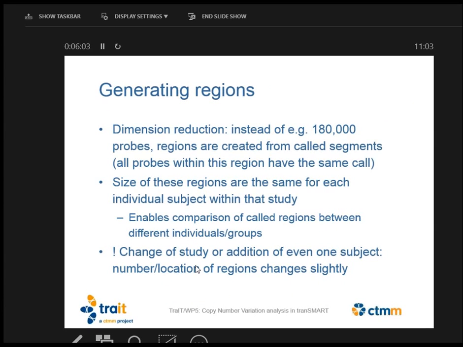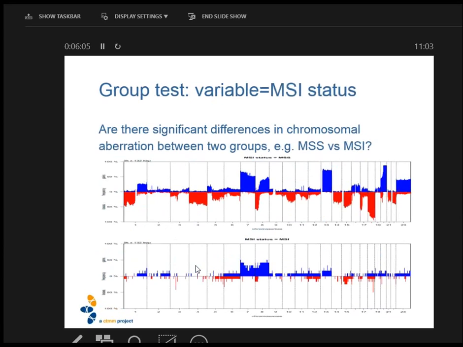I think there's a note on generating it. So what can you do with the data? Of course, you can analyze the data. We consider two main analyses in this use case. One of them is a group test, so you compare different groups of patients, compare their chromosomal aberrations, and have a look at whether we can spot any differences in that.